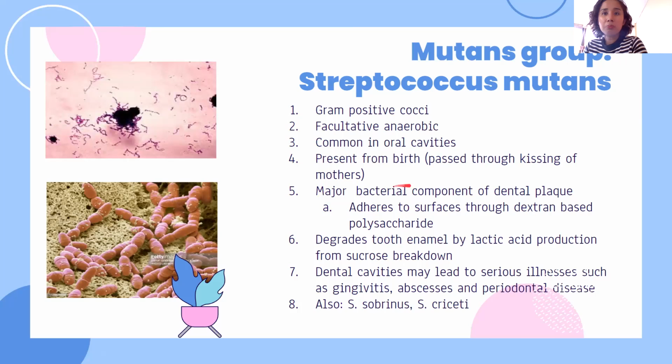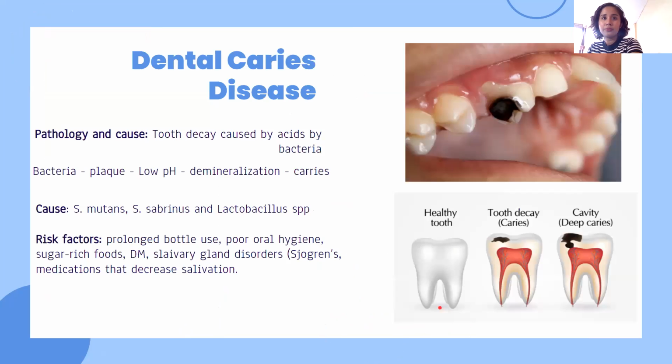So major bacterial component of dental plaque is your Streptococcus mutans. It could adhere to the surfaces of the teeth of the plaque through its dextran-based polysaccharide. So it could produce lactic acid. Yan. If it eats your sucrose. Yan. And dental cavities could lead to gingivitis, abscesses, and periodontal disease. Other Streptococcus under mutans group are sobrinus and cricetus.